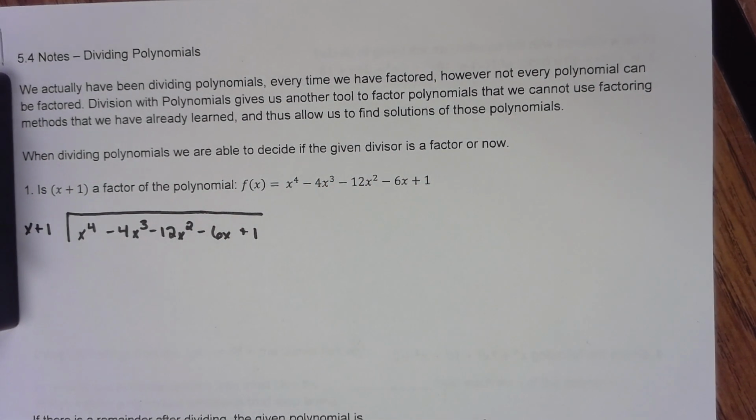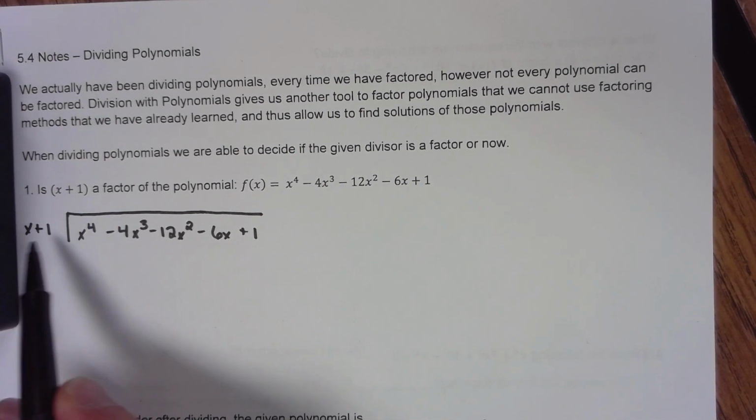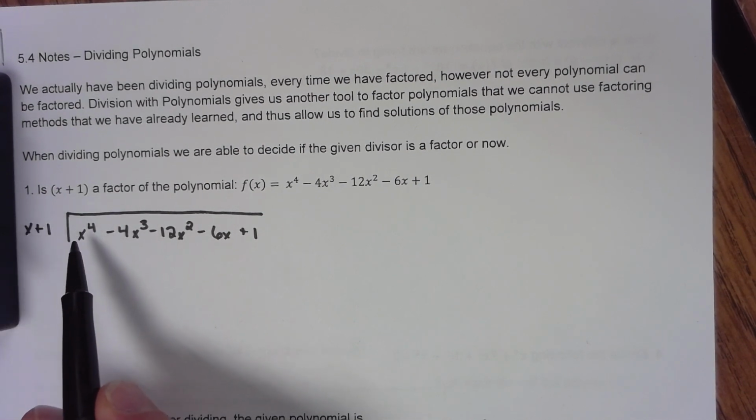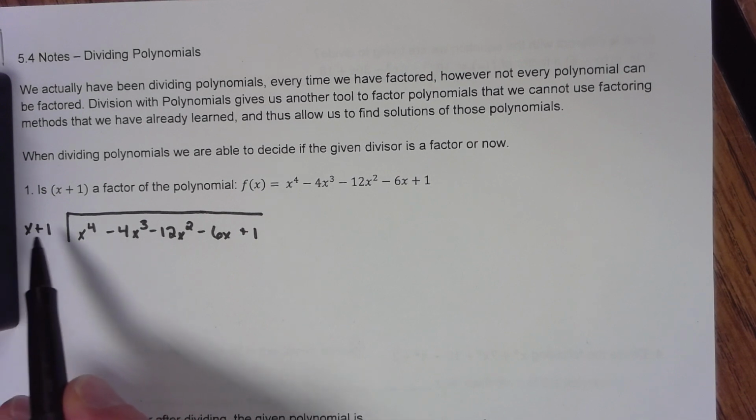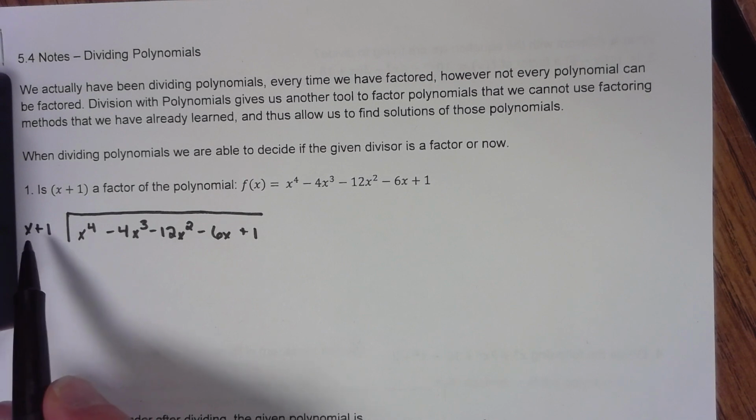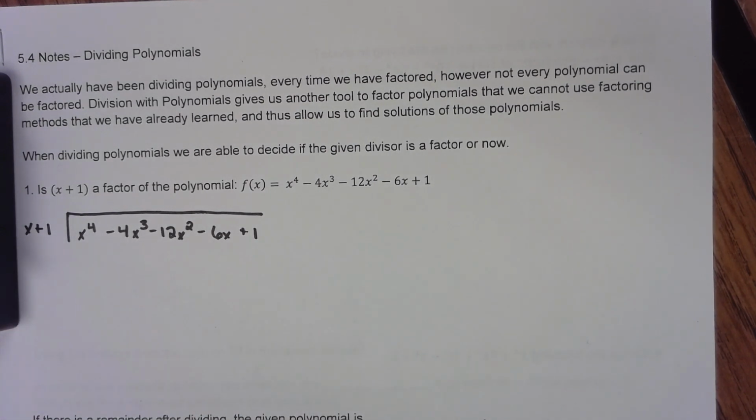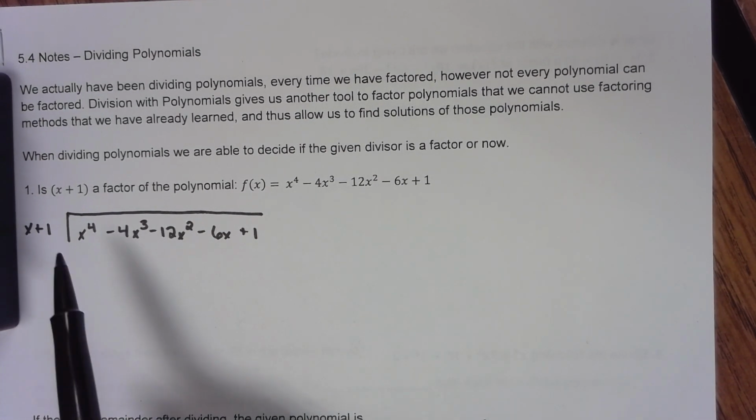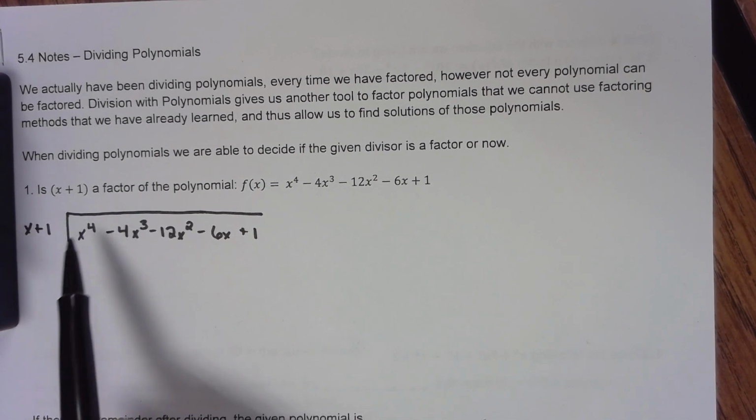Our task, just like with the numbers, is to figure out how many times we can get x plus 1 to go into either the first term or maybe the first two terms. It all depends on how many terms we have for what we're dividing by. We're dividing by two terms, so really what we're trying to do is figure out how many times x plus 1 goes into x to the fourth. That is one difference here, that we're trying to figure this first term, how many times it can go into x to the fourth.